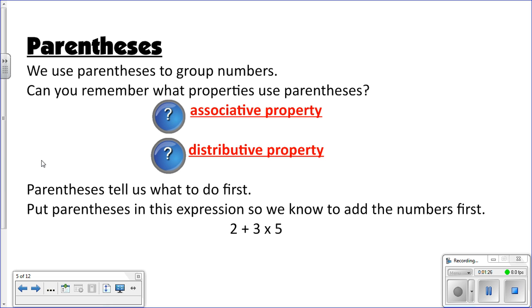So go ahead and take just a second. You'll need to fill in the blanks on your notes with associative property and distributive property. So please pause the video and get these words filled in on your note sheet.